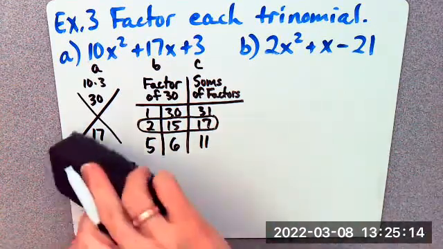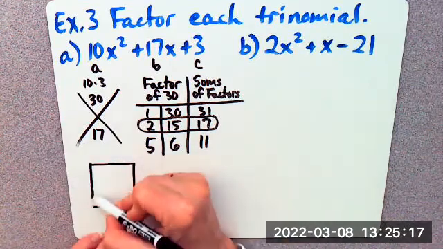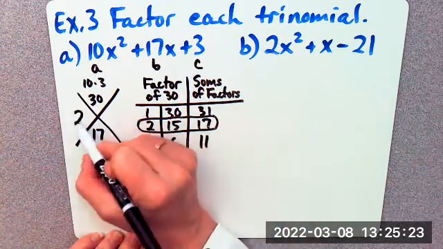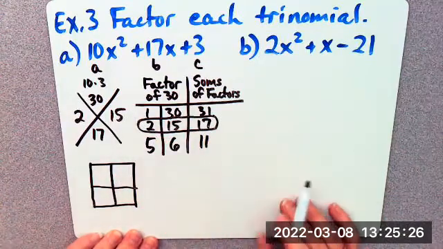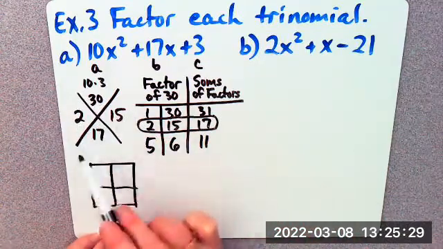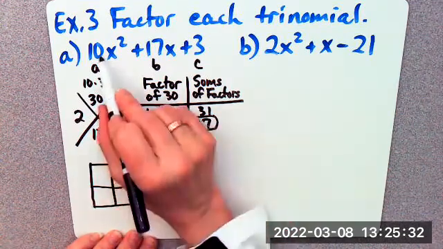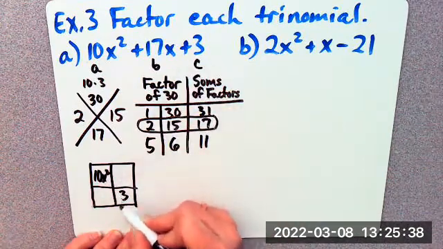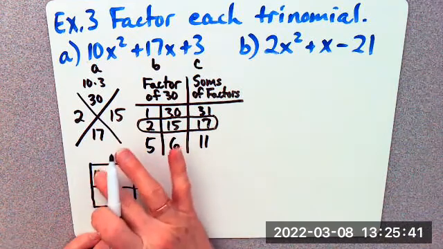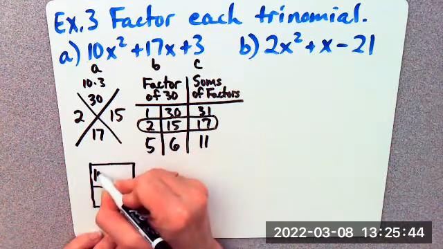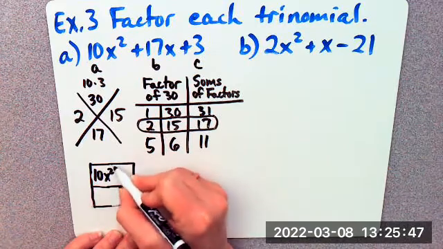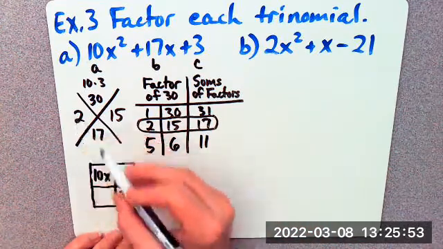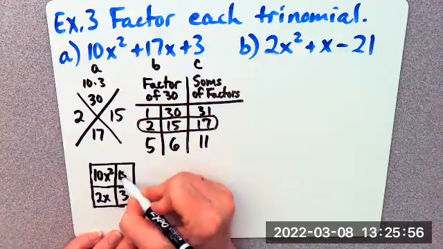With that, let me make a little more room over here. So I'm going to put a 2 and a 15 right there. Okay, so 2 times 15 is 30, 2 plus 15 is 17. So now I've put the first term here. So I have 10x squared. The last term's here, 3. Let me make that a bit bigger so you can read it better. Now you can see it. Now this is 2x, and then we have 15x here.